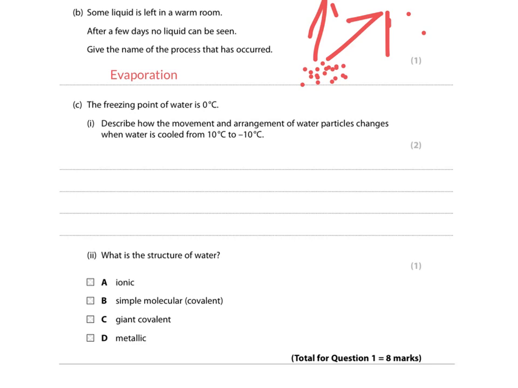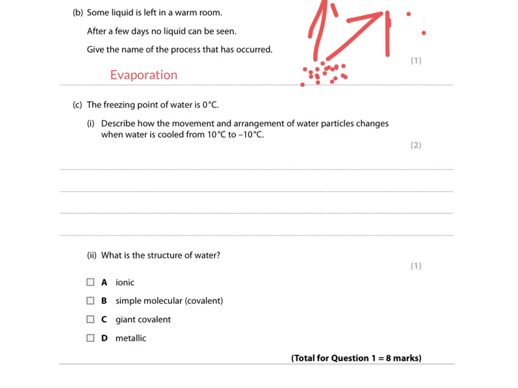So in question 1c, it's telling us the freezing point of water is 0 degrees. Describe how the movement and arrangement of water particles changes when water is cooled from 10 Celsius to minus 10 Celsius. So we're going from 10 Celsius, which is above its freezing point. So if a substance is above its freezing point, then it is a liquid. And if a substance is below its freezing point, then it is a solid. And if it's at its freezing point, that's the point where it turns from a liquid into a solid.